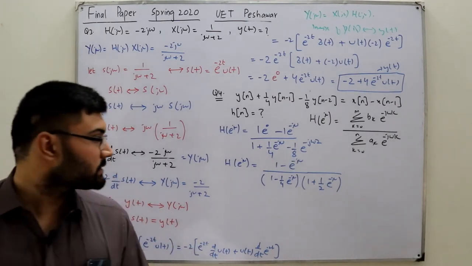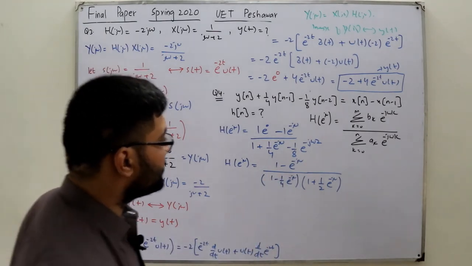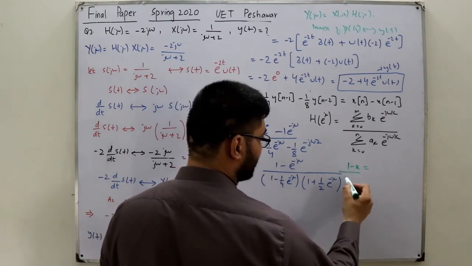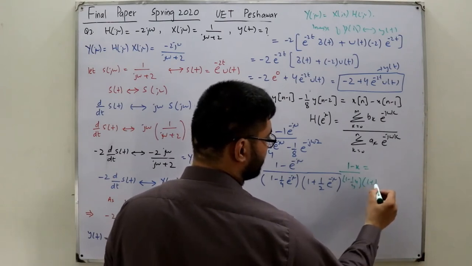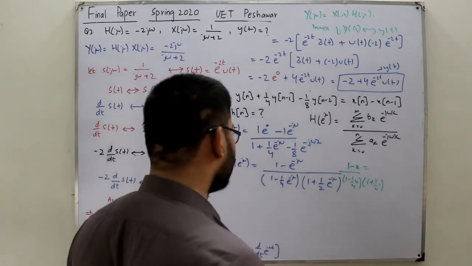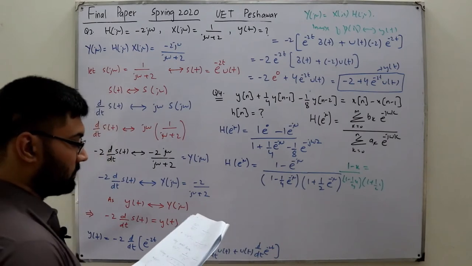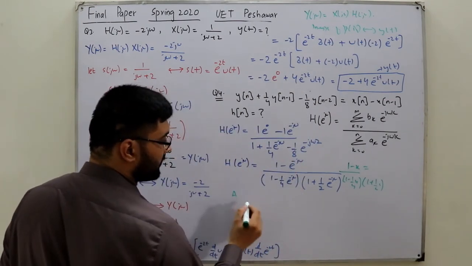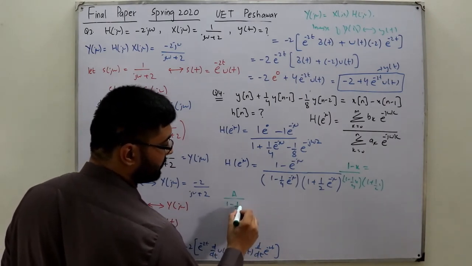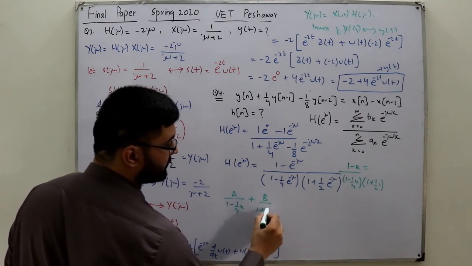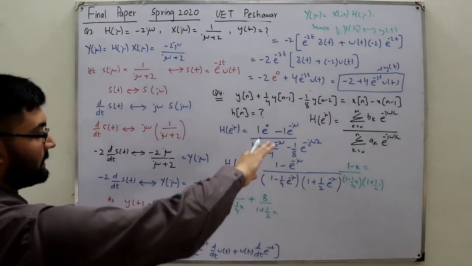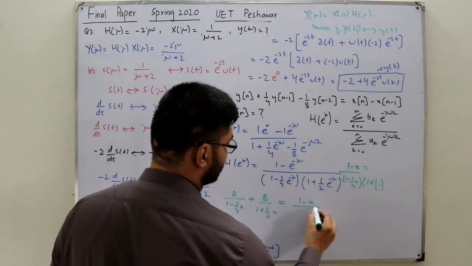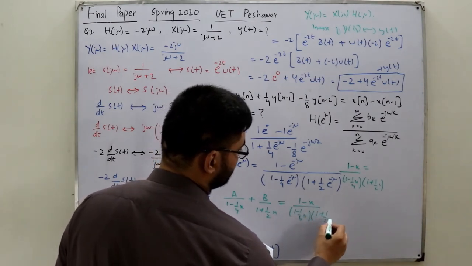Let's say I take exponential of negative j omega as x. So I do my partial fraction: 1 minus x upon 1 minus 1 over 4 x into 1 plus 1 over 2 x would be equal to A upon 1 minus 1 over 4 x plus B upon 1 plus 1 over 2 x. And this is of course equal to the whole thing, that is 1 minus x upon 1 minus 1 over 4 x into 1 plus 1 over 2 x.